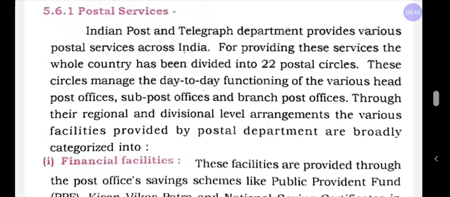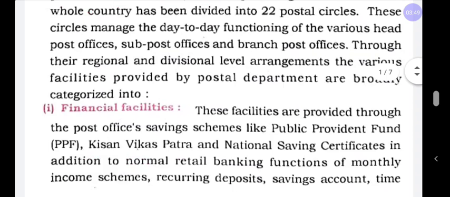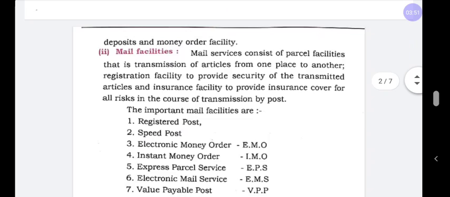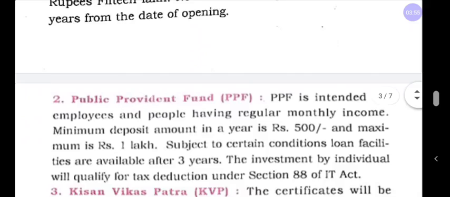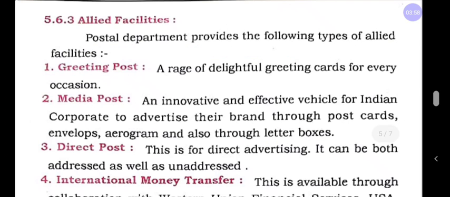The postal services offer three kinds of services: one is financial facility, second is mail facility, and next is allied facility. That means the postal services provide three kinds of facility: first financial facility, mail facility, and allied facility. Let us discuss the first one, financial facility.